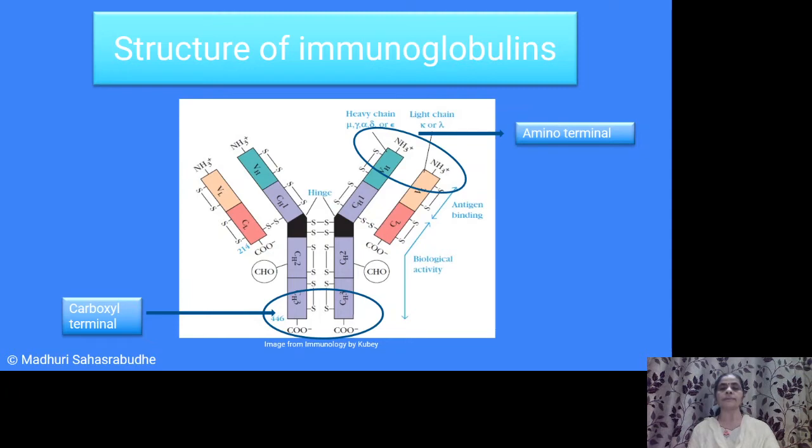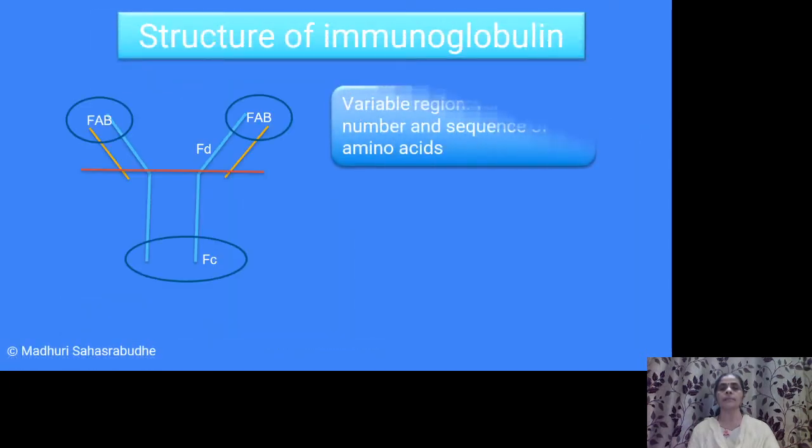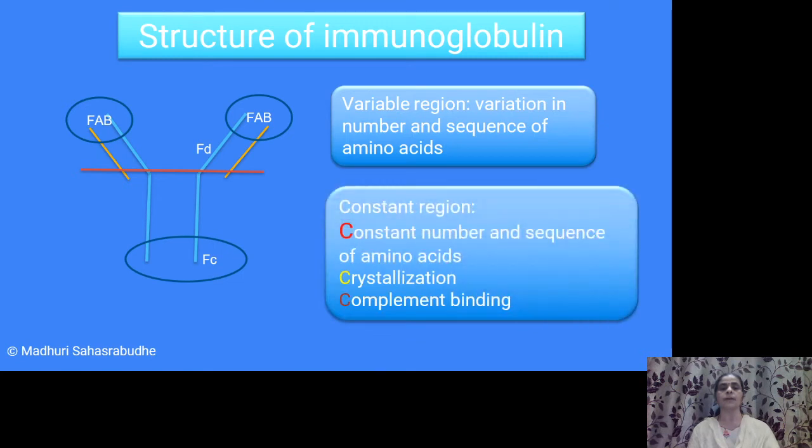We observe that, for example, if you observe it very carefully, we see that there are 2 points at the tip of the immunoglobulin molecule referred to as FAB. What is that FAB? F stands for fragment, AB stands for antigen binding. So the fragment antigen binding is called FAB.